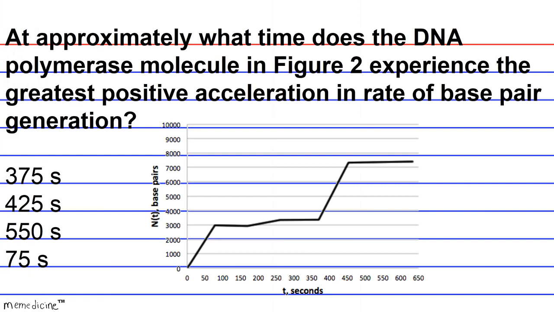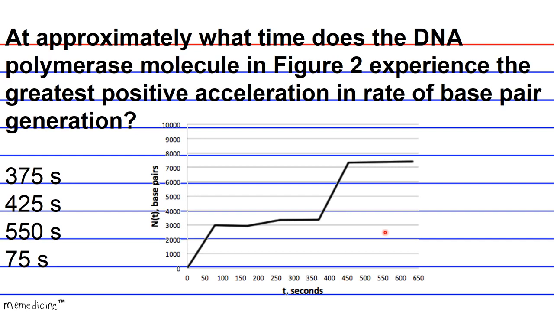Okay, so acceleration is normally defined as the change in velocity, which is speed and direction, okay? But since we're kind of ignoring the change in direction, although DNA has twists and bends in it, we're looking for the greatest positive acceleration in terms of increase in speed only, okay?